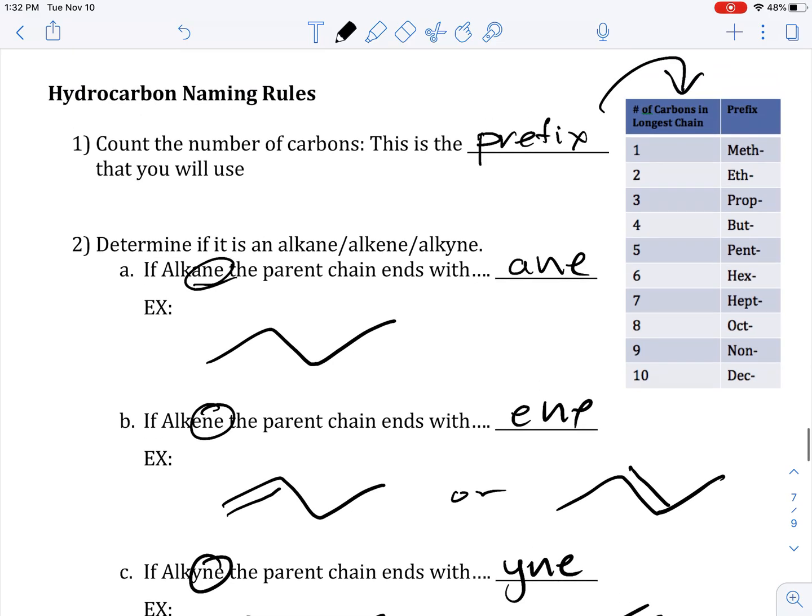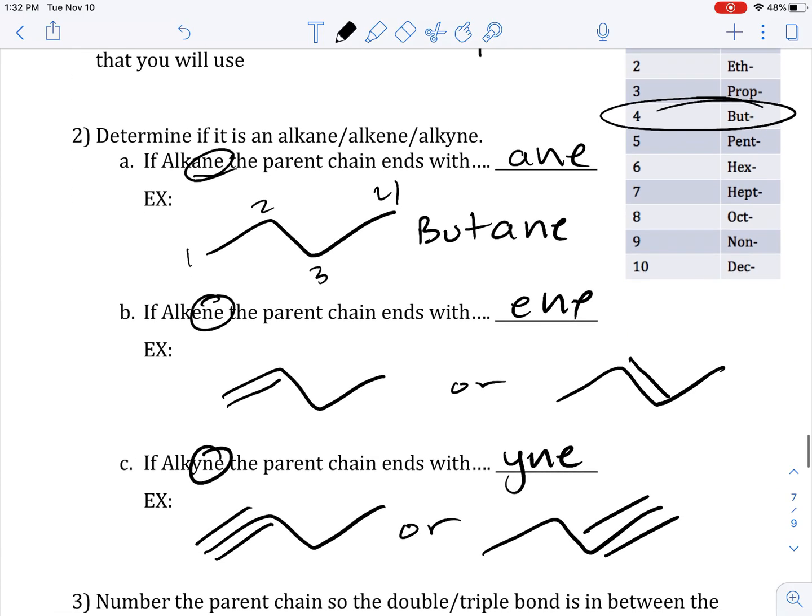Okay, so all of these, the first thing you do is you count the number of carbons. 1, 2, 3, 4, and you pick the prefix. 4 is bute over here. So this one's bute, and then it's all single bonds, so it's just ane, butane. Both of these guys are going to be bute because there's 4 carbons.